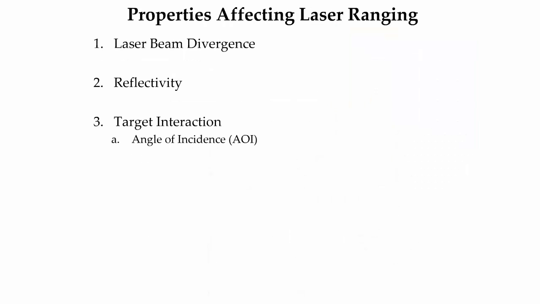Laser beam divergence, surface reflectivity, and target interaction are three important properties that affect laser ranging quality, precision, accuracy, and intensity. These properties will be discussed in greater detail on subsequent slides.